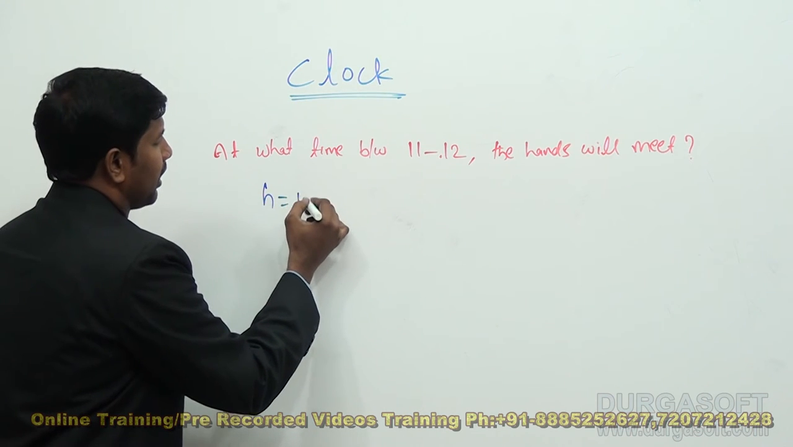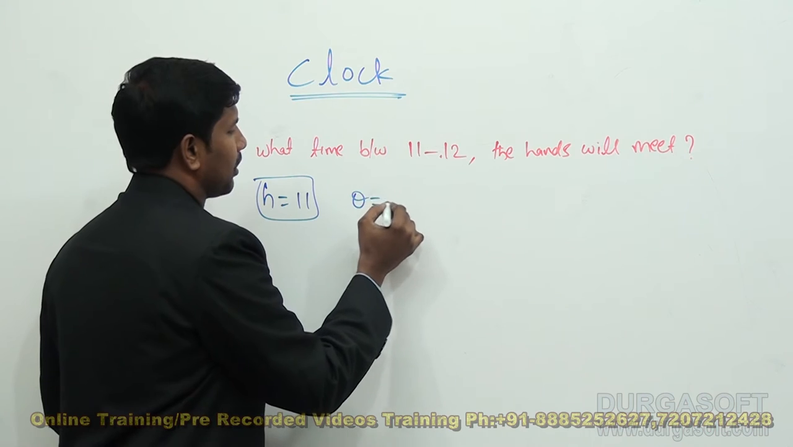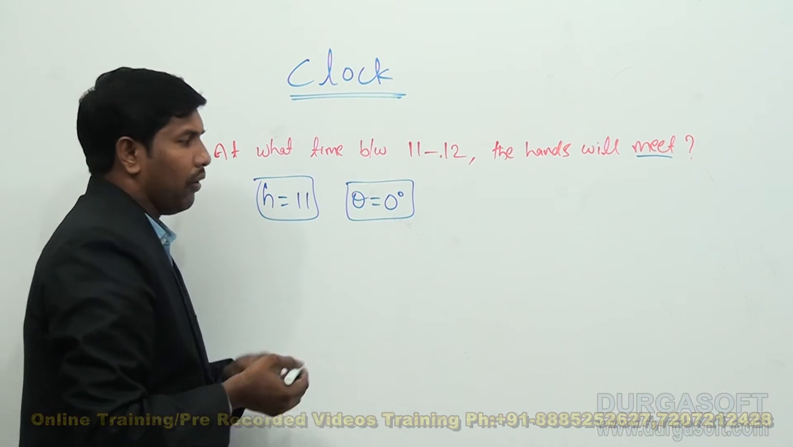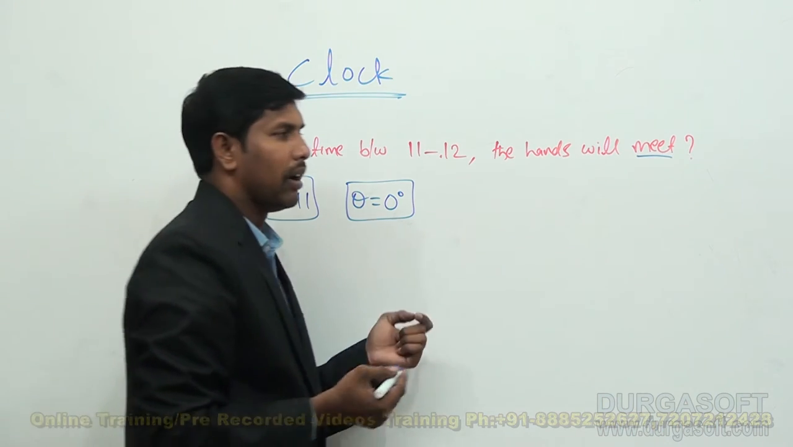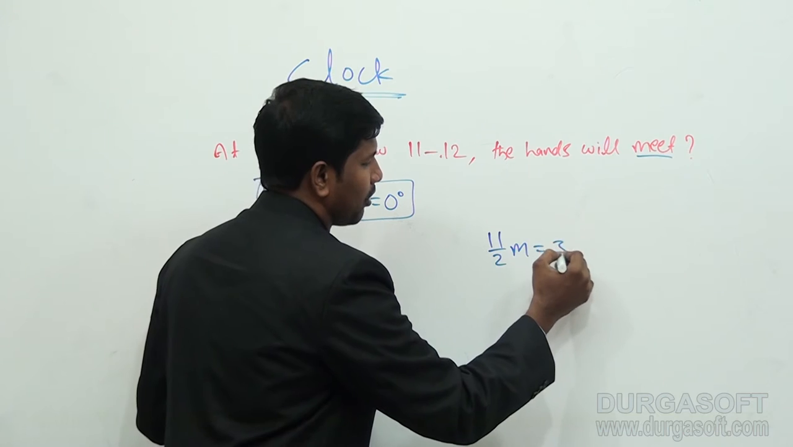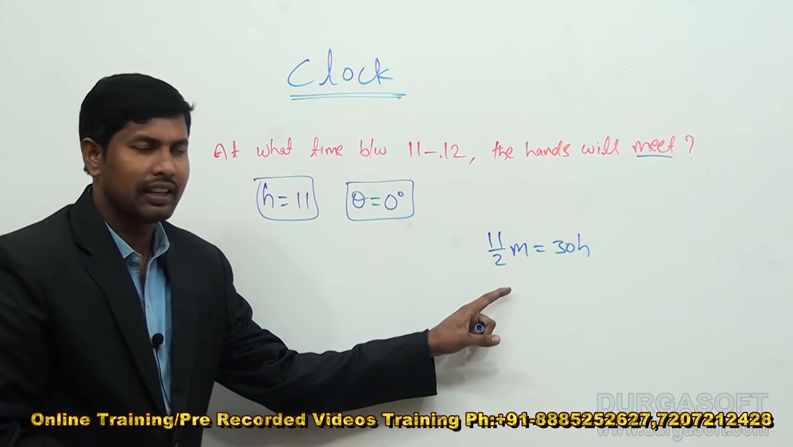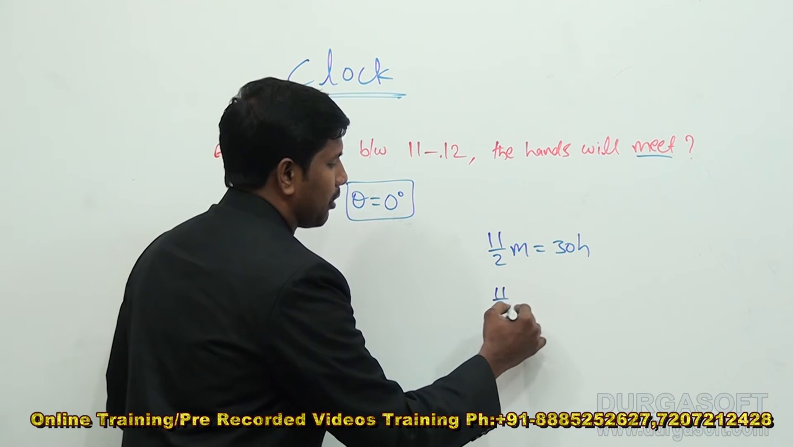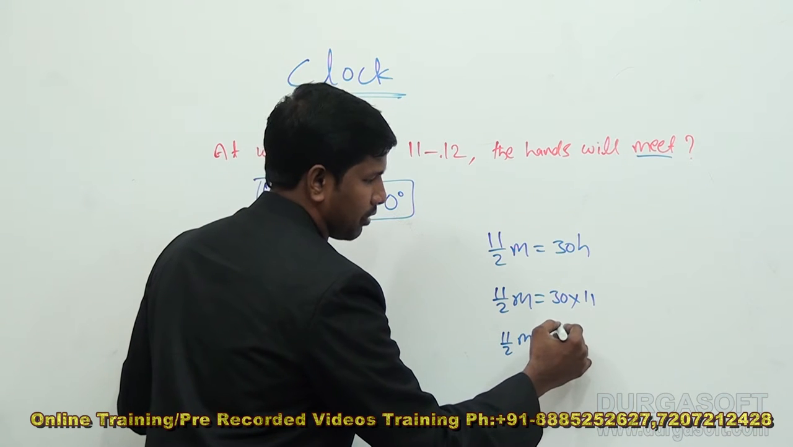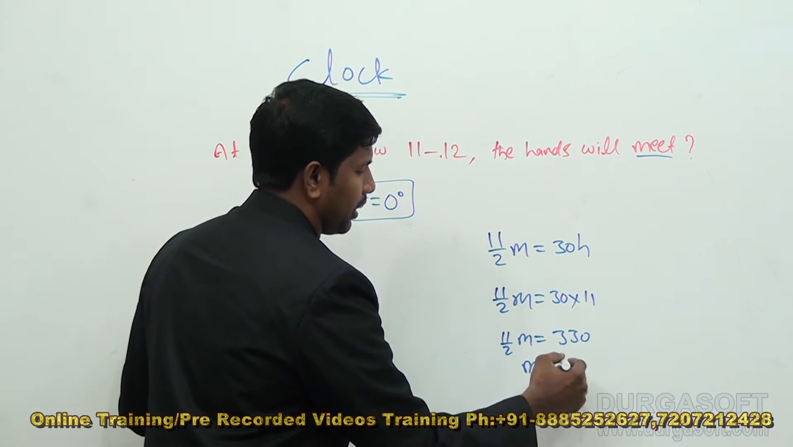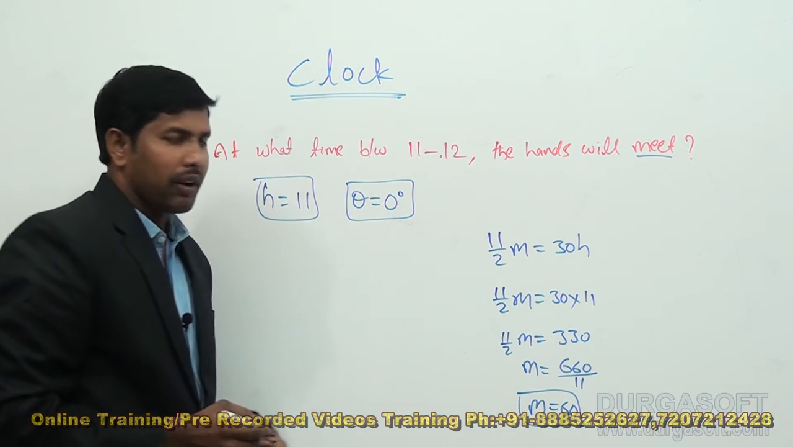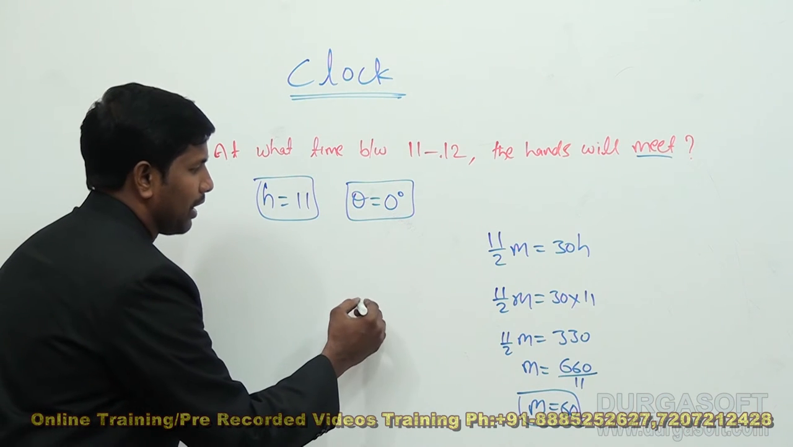Now the h value is clearly 11, and hands meeting means theta is 0. When theta is zero, we can take only one form and both give the same value, so we can take anything. Simply substitute 11 by 2 m equals 30h. Now 11 by 2 m equals 30 into 11, so 11 by 2 m equals 330 and m equals 660 by 11, which is 60. From this, the time must be 11:60.